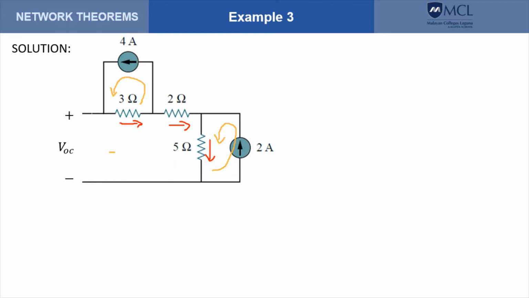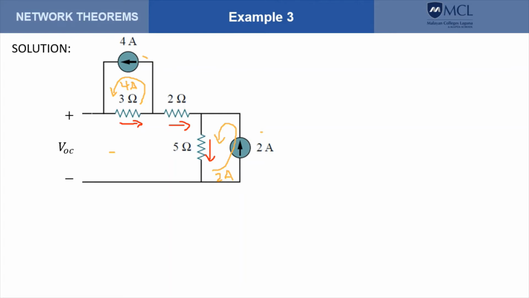Now, why did I use a counterclockwise direction for the loop currents? It's because I want it to be the same as the direction of the existing currents here. So we have 4 amperes and 2 amperes. Because they are in the same direction as the loop currents, this loop current becomes 4 amperes, here this becomes 4 amperes, and this one becomes 2 amperes.